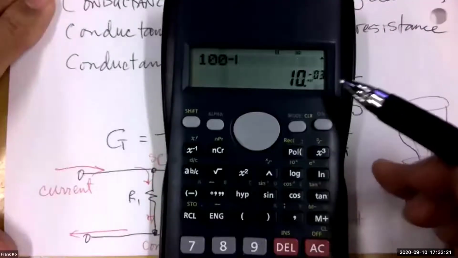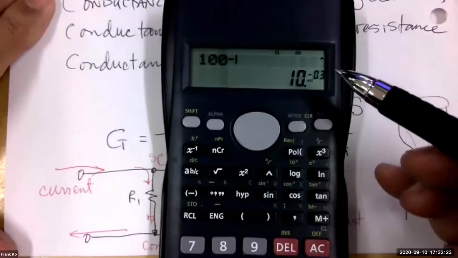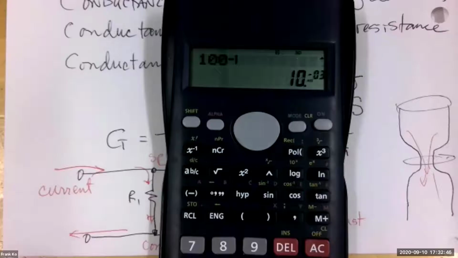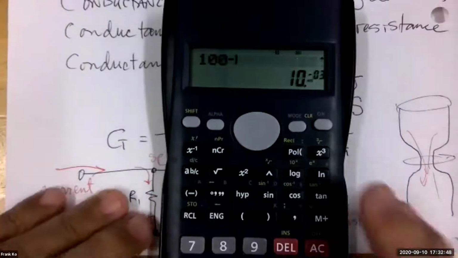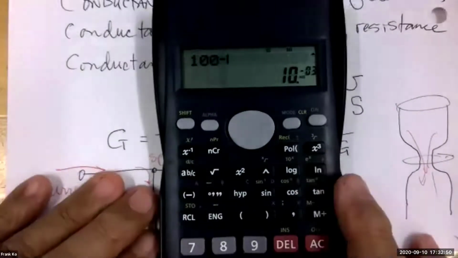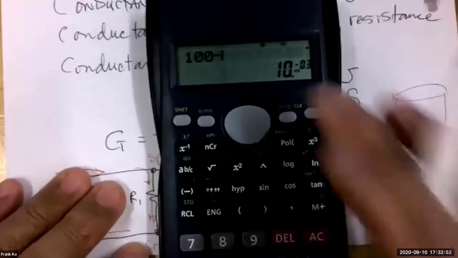10 to the negative 3 power. Yeah, 10 to the negative 3. And 10 to the negative 3, Yusef. It's milli, 10 milli. Yes, excellent, Brad. Yusef is there somewhere, but he's not with us. Okay, so it's 10 milli.